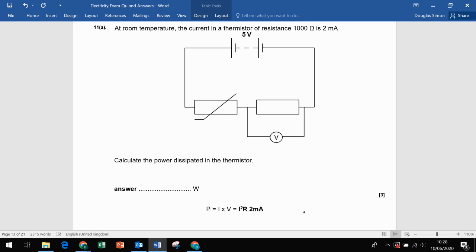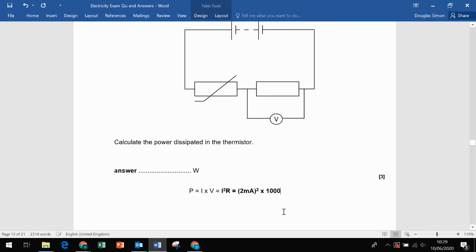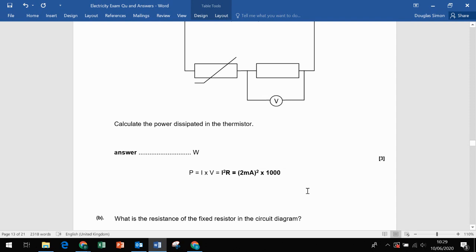So the current is 2 milliamps times by 1,000 ohms. What mistake have I made? It should be 2 milliamps squared. Silly Mr. Simon. Now, there's another trick here. 2 milliamps, what does that mean? That means we need to divide by 1,000. Because milli means a thousandth, just like there are 1,000 millimeters in a meter. So we need to divide by 1,000. So now if we type this in our calculator, we get 0.004 watts. So a couple of little tricks there, but it is worth 3 marks.